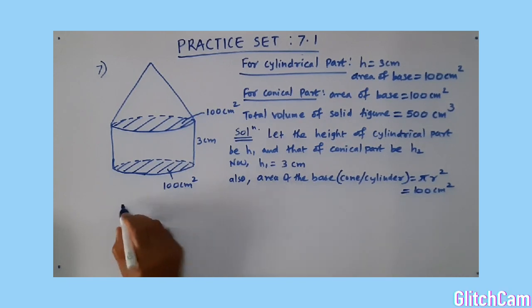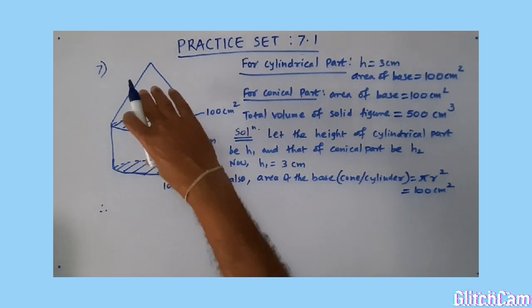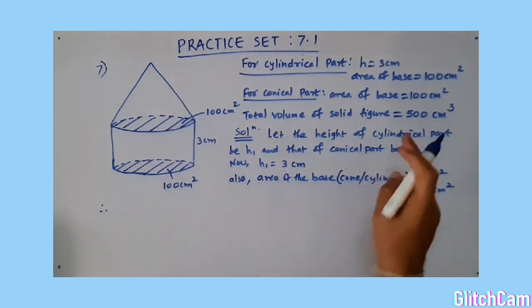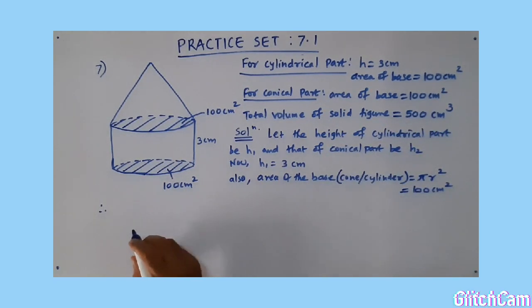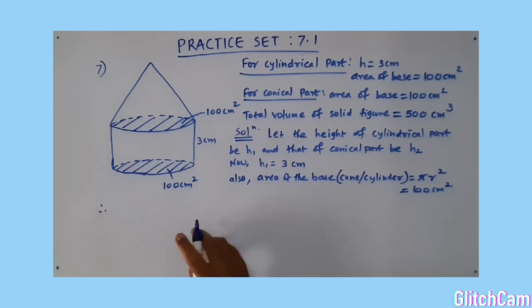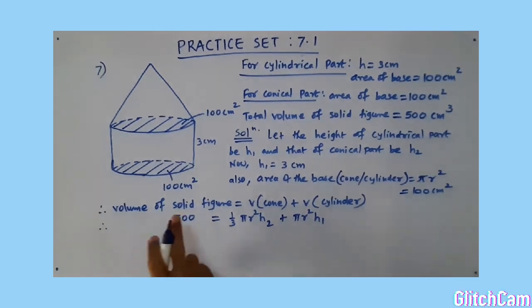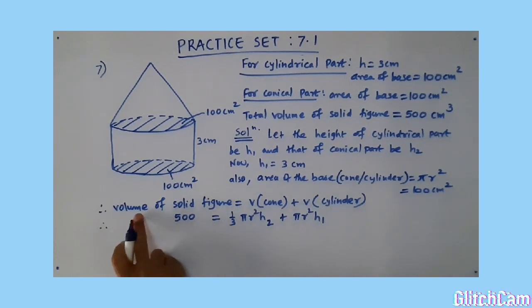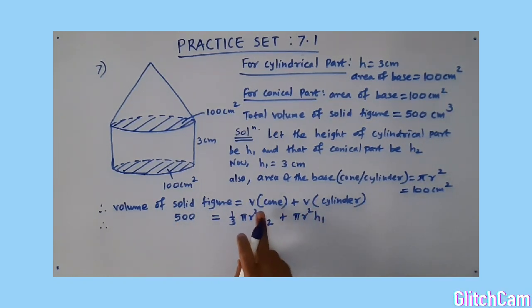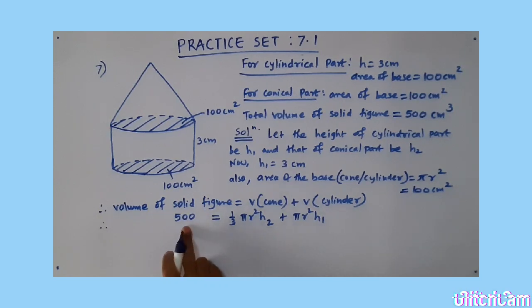Now what we'll do is, I just told you that the entire solid has volume 500 centimeter cube. So what I will write is the volume of the solid. I am writing it so that you will understand. Student, the volume of the solid figure is the volume of the cone plus the volume of the cylinder. Now this is given as 500. The total volume of the solid figure is 500.